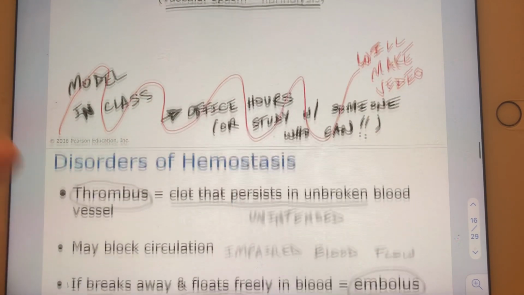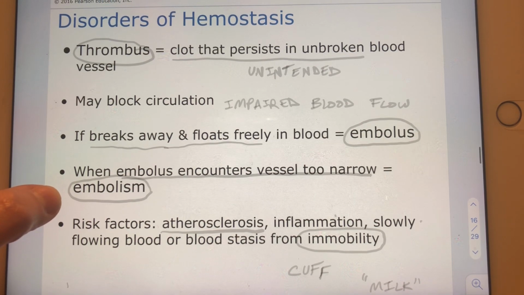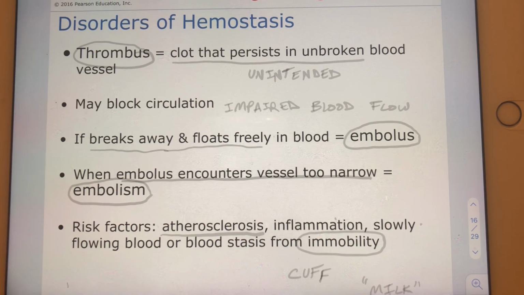All right. Yay, even more blood disorders. Specifically, we're going to talk about some disorders of hemostasis. What happens when hemostasis doesn't proceed the way that it should.